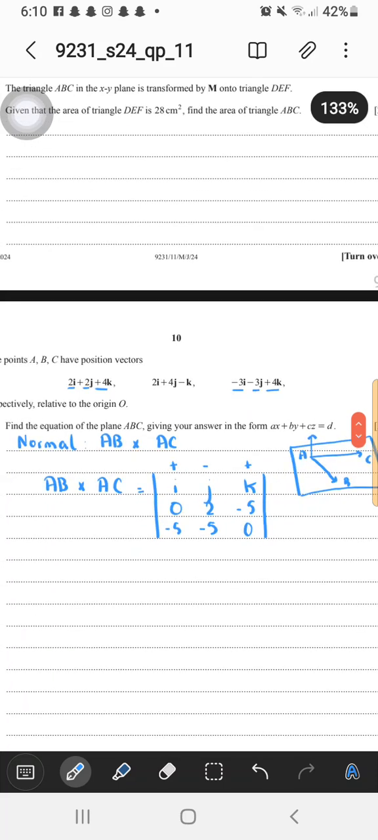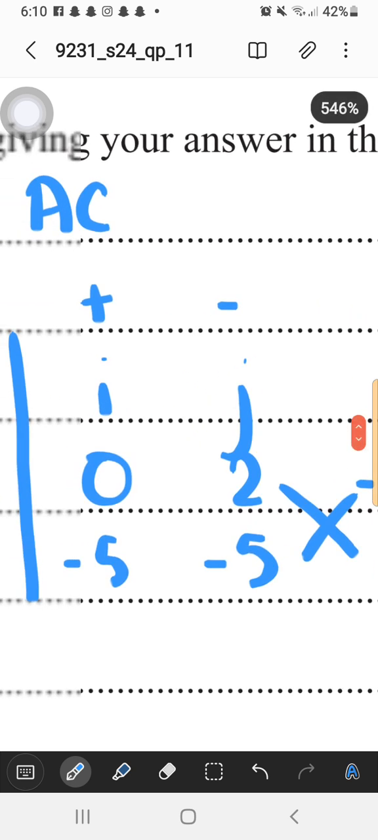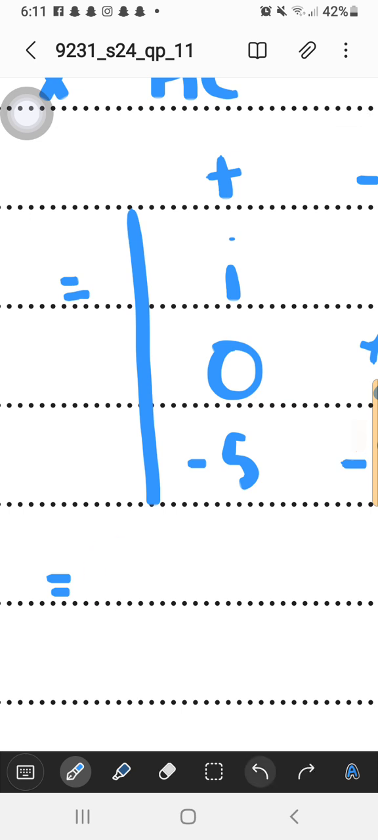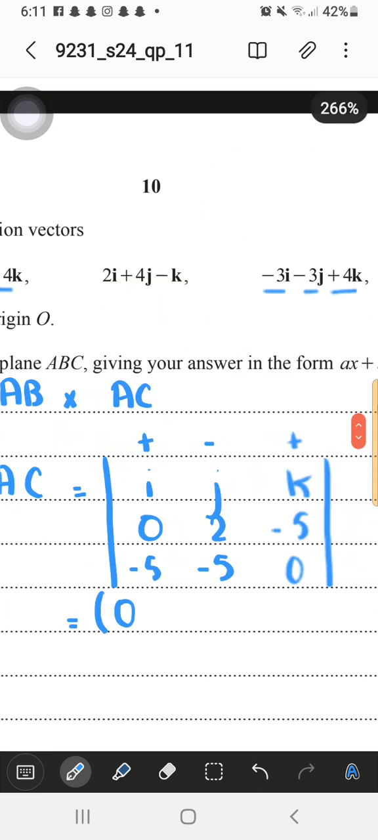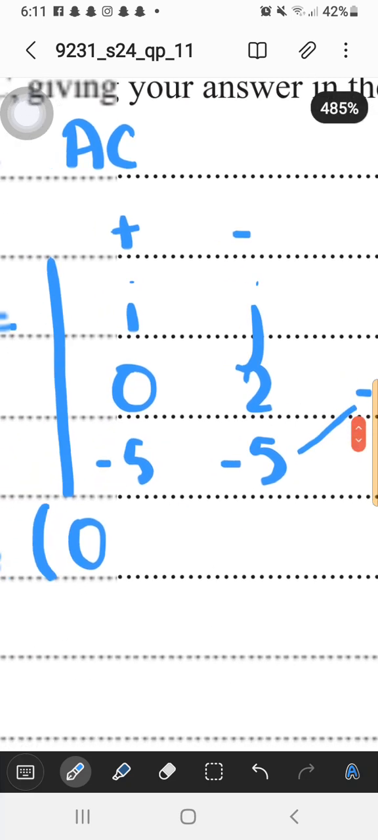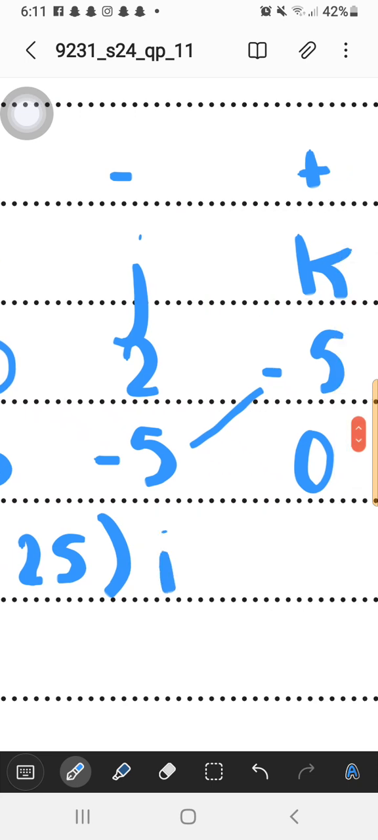Now we will do the cross product and find out the cross product of AB and AC. So first of all, for i, multiply these two where this i will not be included. This is our rule, this is our method to do cross product. So if we multiply 2 by 0, it will become 0. Then if you multiply minus 5 with minus 5, it will become positive 25. But we will subtract the second term here. So it becomes i.